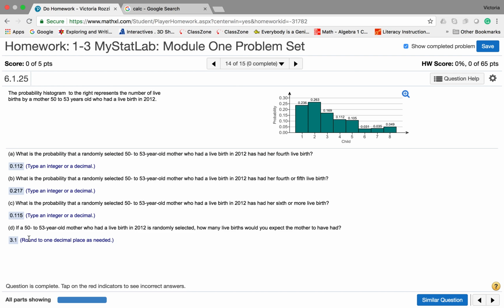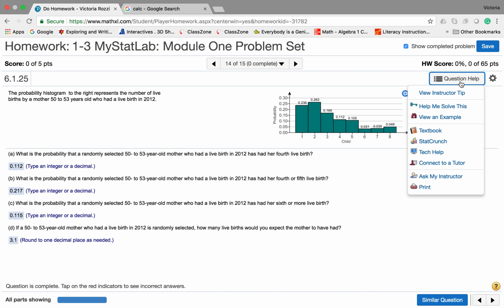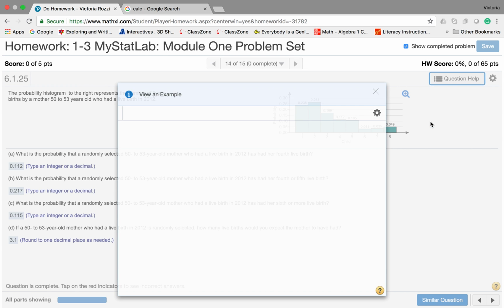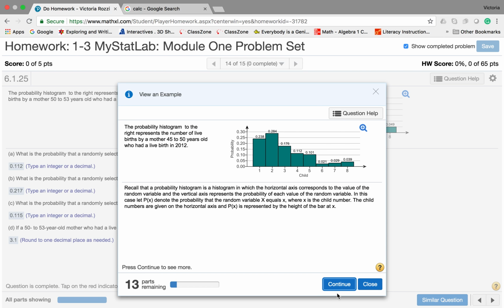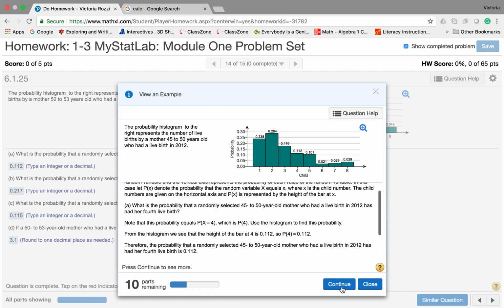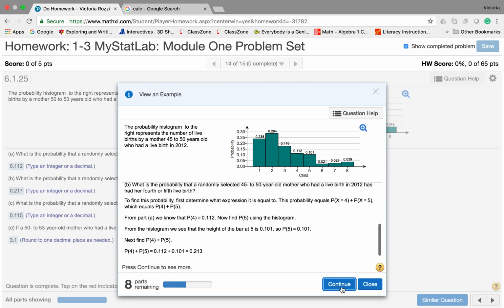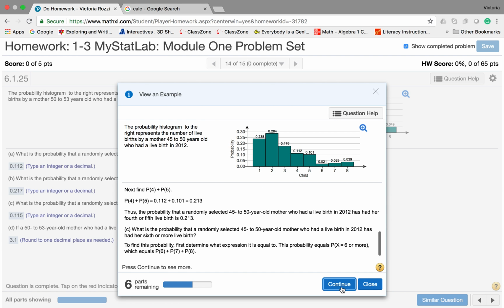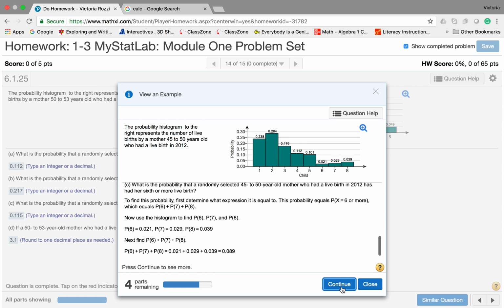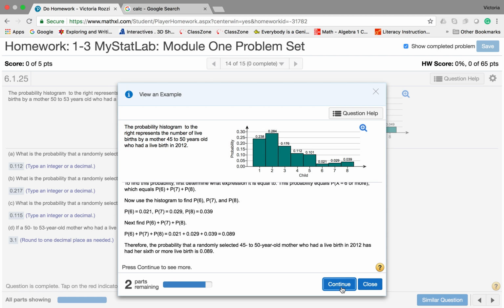And the last one, it said if a 50 to 53-year-old mother who had a live birth in 2012 is randomly selected, how many live births would you expect the mother to have had? Now, this one might look a little bit complicated, but I just want to show you how they explain it here because I think it's nice to see. I wish that I could write on my screen, but currently that feature is not working for me, so sometimes it helps to bring up the view an example so I can actually show you and explain the work here. Makes it a little bit easier than me just saying it.